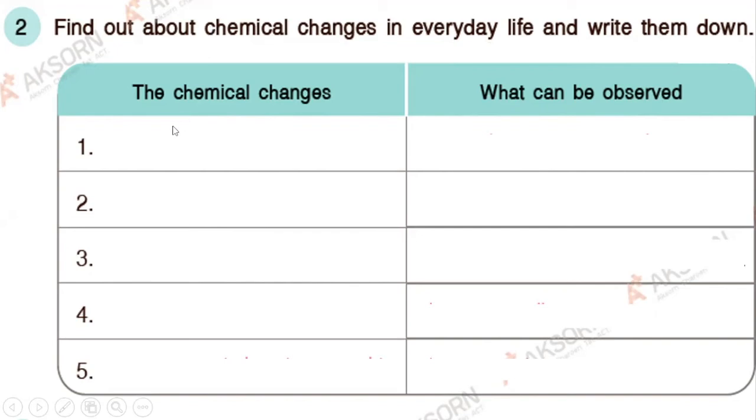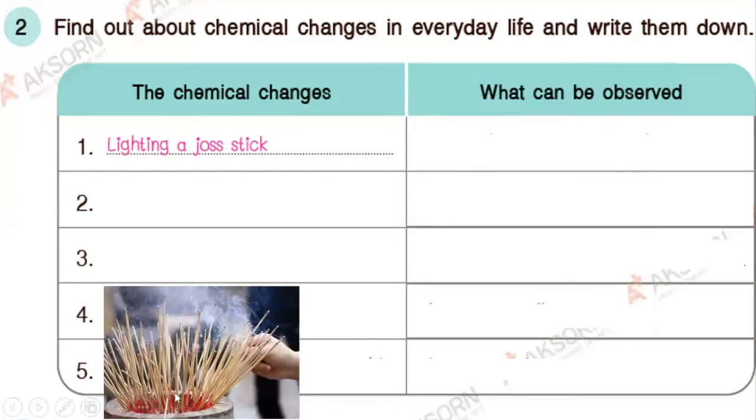For example, look, number 1, lighting a match stick. This one, you see, we have a match stick, right? Repeat after me, match stick. And when we light a match stick, it's a chemical change, right? It's a chemical change because we light a match stick and a new substance appears. It's ash, right? So lighting a match stick is a chemical change, okay?